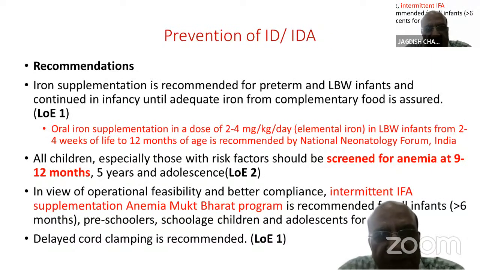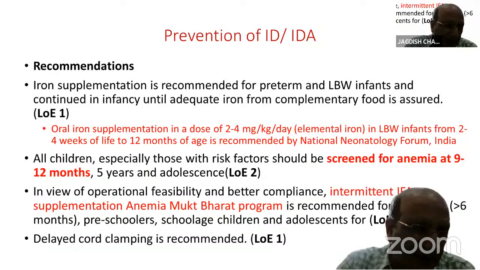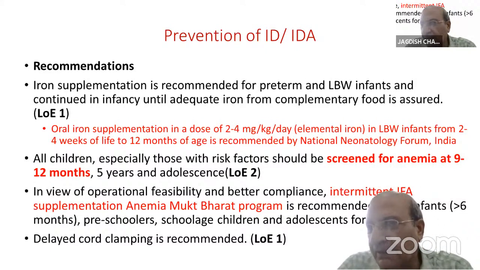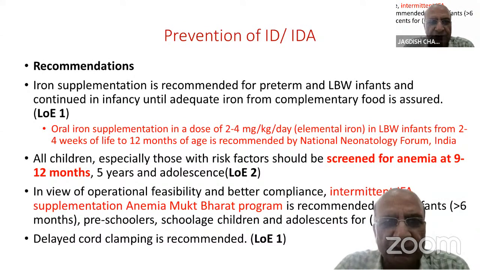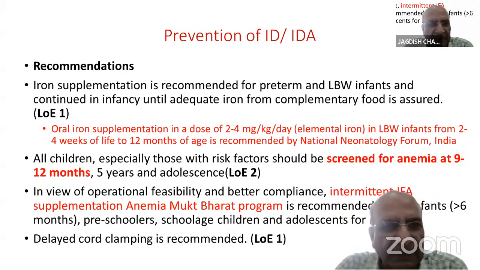So lastly, coming to the prevention of iron deficiency and iron deficiency anemia, I think as pediatricians, we should take it upon ourselves. We have the group recommendation that I showed in Indian Pediatrics. We have very categorically said that all children should be screened at 9 to 12 months for presence of anemia. That is when the child is coming to you for the measles or MMR vaccination at 9 months. This is the time you should do a hemoglobin in all cases. And in low birth weight and preterm babies, 2 to 4 milligrams per kg of elemental iron is recommended from 2 to 4 weeks of life till 12 months of age.